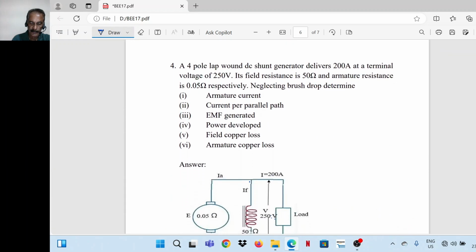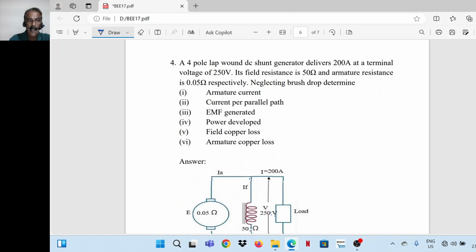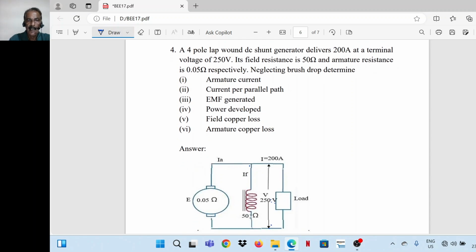Next. A 4-pole lap-wound DC shunt generator delivers 200 ampere at a terminal voltage of 250 volts. Field resistance is 50 ohm and armature resistance is 0.05 ohm respectively. Neglect brush drop. Determine the following; there are 6 parameters to be determined. Number of poles is equal to 4. It is a lap-wound machine, so the number of parallel paths is also equal to 4.